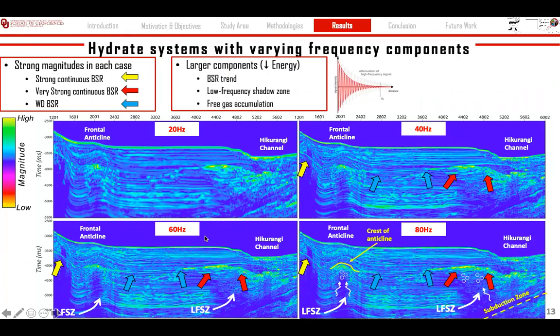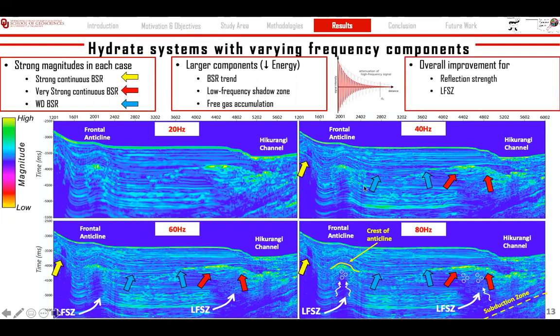What we observe in the larger frequency components are the trends of the bottom simulating reflectors, together with the low frequency shadow zone, which informs us that the high frequency of the signal attenuates much faster. Hence, using these high frequency components, we are able to better resolve the low frequency shadow zone because of the decay of energy caused by or influenced by the free gas accumulation.